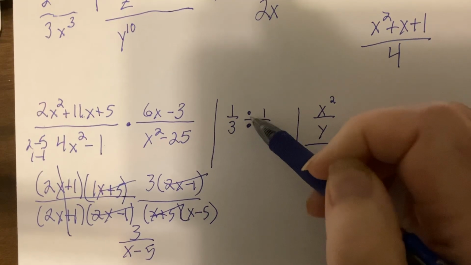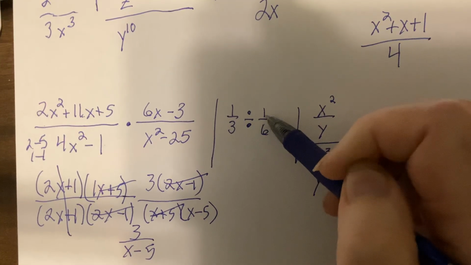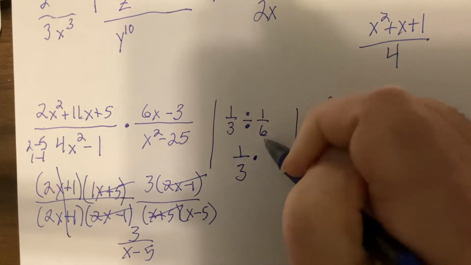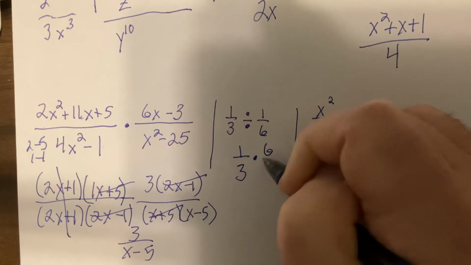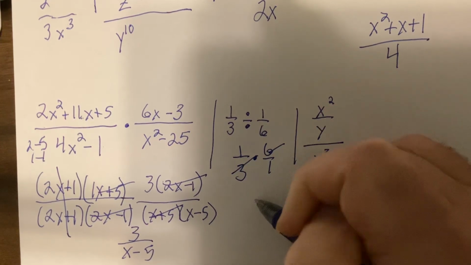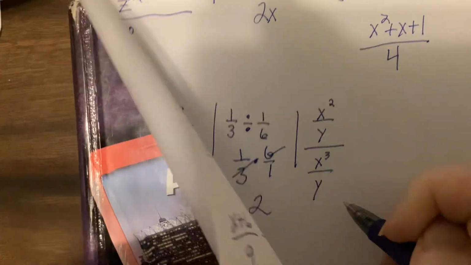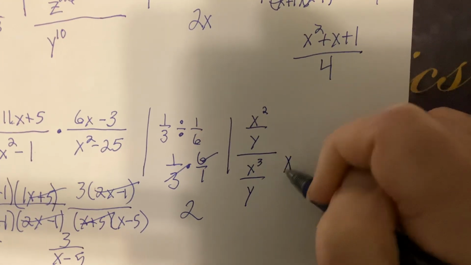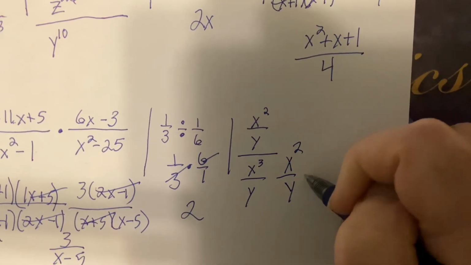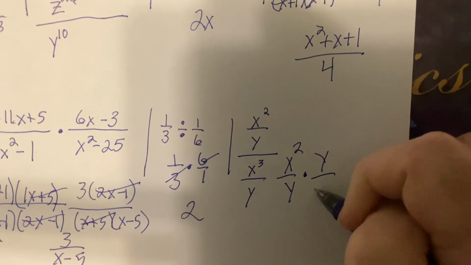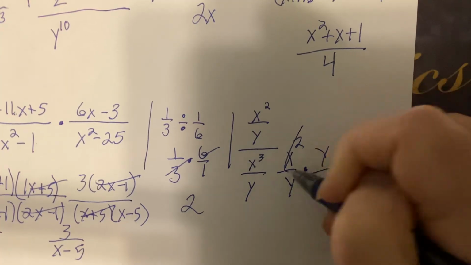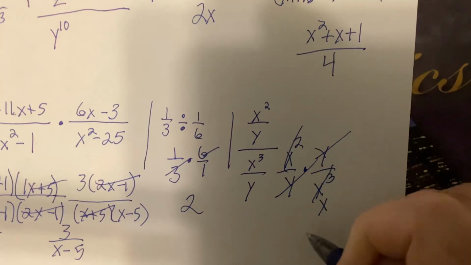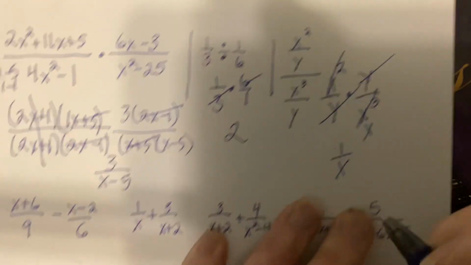Dividing. Whenever you divide fractions, you take the reciprocal of the term after the division and multiply. So, reciprocate. Flip, flip. And then 3 goes into 6 2 times. Now this one. If it's vertical, you flip the denominator fraction, so it'd be x squared over y times y over x cubed. X squared goes into x cubed, you get x. The y's cancel, so it'd be 1 over x.